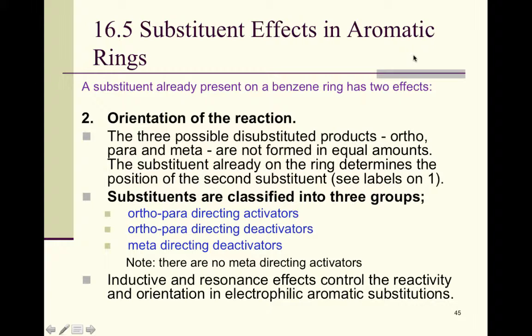The second effect a substituent on an aromatic ring has is it will tell the new guy where to go. So, the orientation of the reaction. Of the three possible disubstituted products, ortho, para, and meta, they're not formed in equal amounts. The substituent already on the ring determines the position of the second substituent. Remember, the previous slide shows you which are OP directors and which are meta directors.